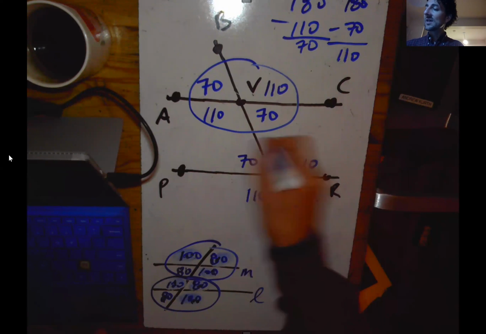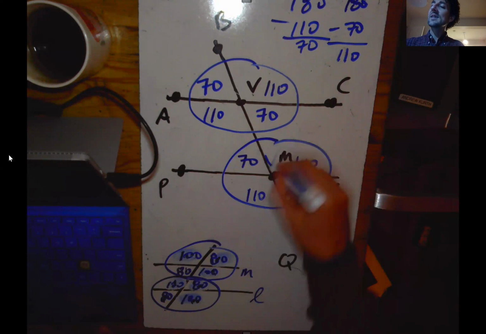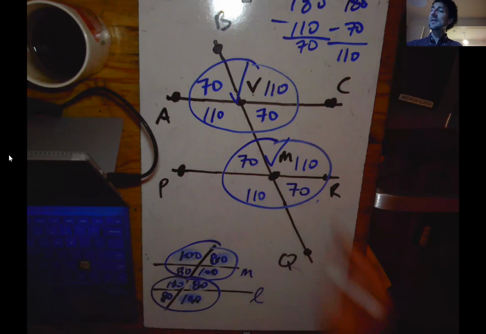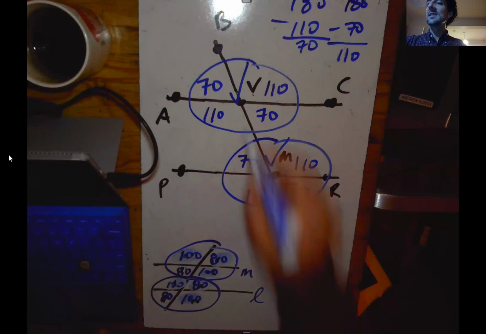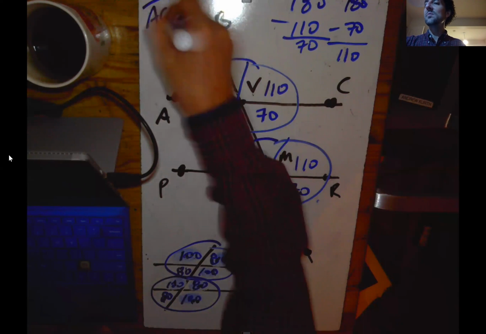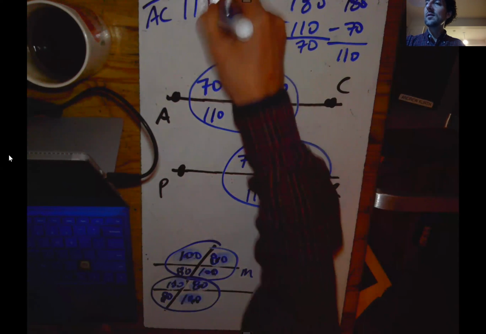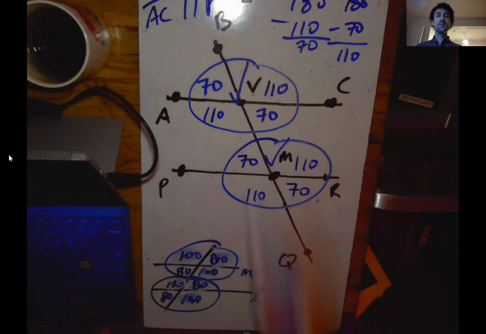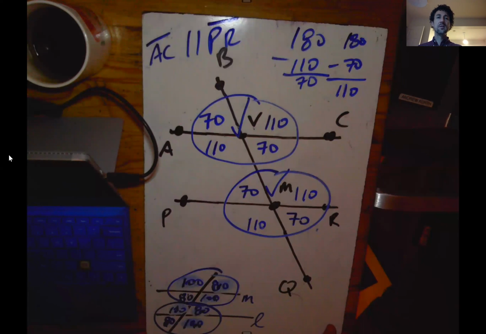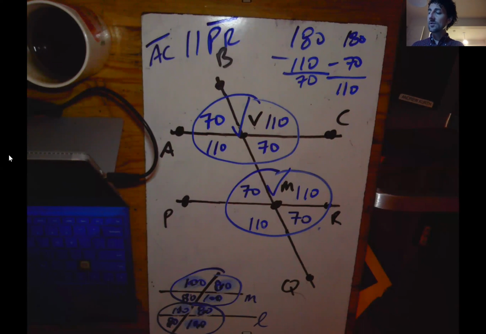So now I look at the intersections. Yes, they are identical. I have corresponding angles that are congruent. So yes, I can say that line segment AC is parallel to line segment PR, because corresponding angles are congruent.